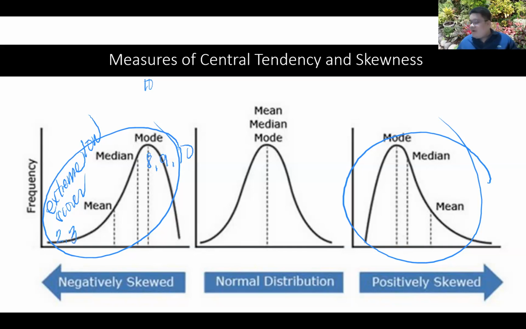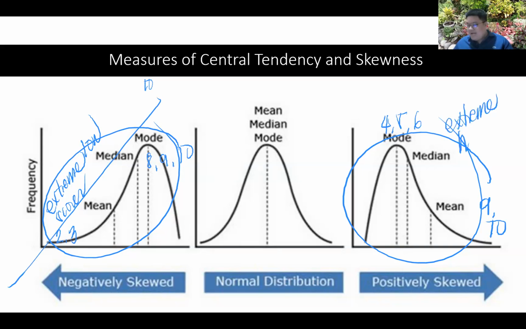Okay? Pag positively skewed naman class, karamihan ng mga estudyante mo, yung score nasa 4, 5, 6, pero may student ka talaga na yung score 10. May student ka na yung score 9. Ibig sabihin, parang genius siya ng klase. So class, kapag negatively skewed, may extreme low scores. Ito naman class, may extreme high scores. Okay, there's presence of extreme high scores in the positively skewed data.